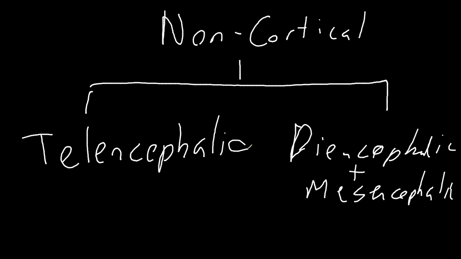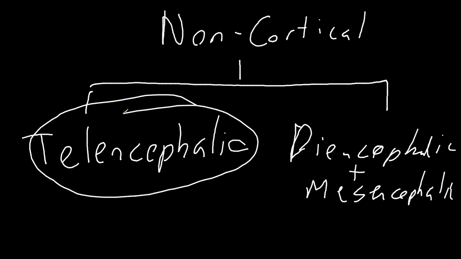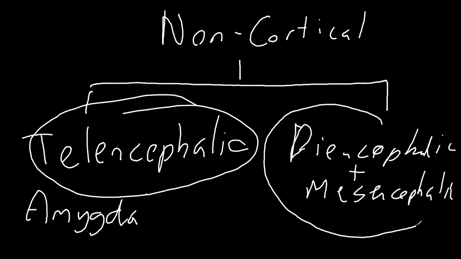Okay, so the telencephalic, you remember the telencephalon is the same embryological structure that the cortex arises from, but the cortex is not the only telencephalic structure, and so we have structures such as the amygdala, which is a very important structure in the limbic system, the basal nuclei or basal ganglia, the basal forebrain, and the septal nuclei. And the diencephalic and mesencephalic structures include parts of the thalamus and some parts of the midbrain.